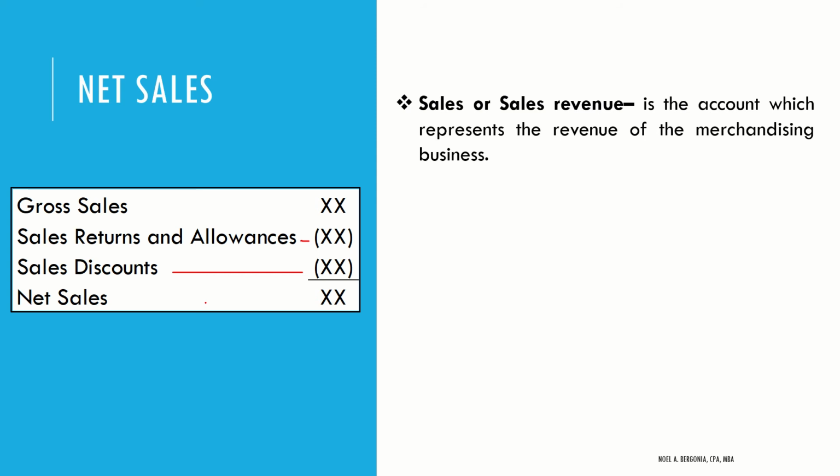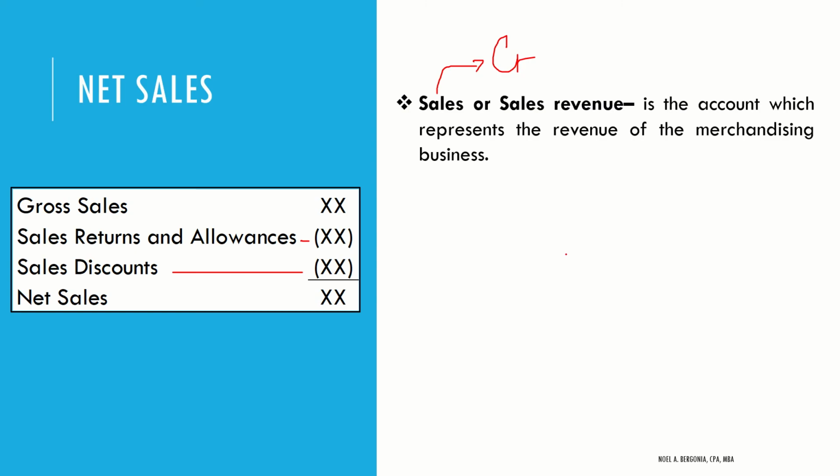So let's define first these components. The first of which is yung gross sales natin, or simply sales or sales revenues, which is the revenue representing the merchandising business. Dati sa ating service business, it is known as service revenue or service income. But for merchandising business, we use the term sales or sales revenue or sales income as the account for our revenue in merchandising. Of course, since this is a revenue account, the normal balance of it is what? Ano normal balance ng revenue account, guys? Okay, that would be credit.